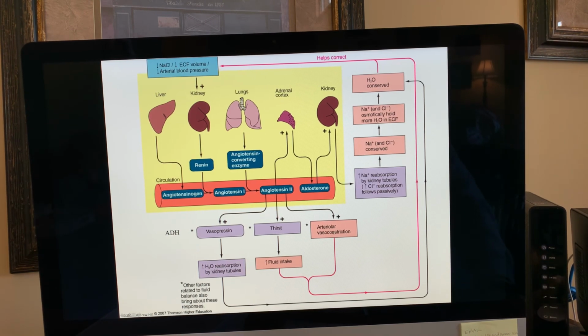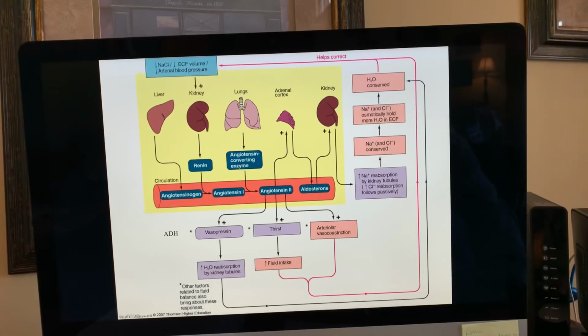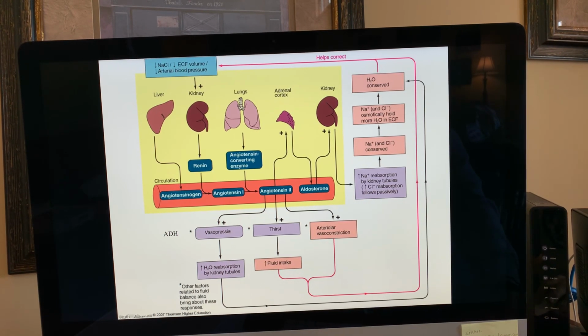It constricts arterioles, which increases blood pressure. It also increases thirst, so you increase your fluid intake. This is going to increase your blood pressure. Increasing arterial vasoconstriction is going to increase your blood pressure. And also it's going to increase the secretion of antidiuretic hormone, which is also called vasopressin, from the posterior pituitary gland, which is going to cause increased water reabsorption by the kidney tubules, which is going to increase your blood pressure.